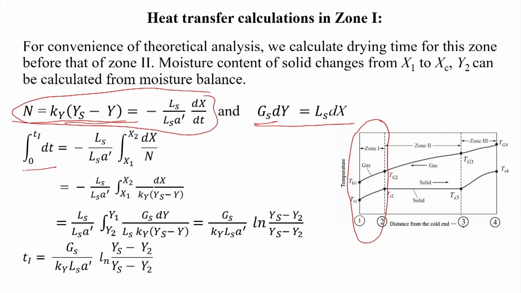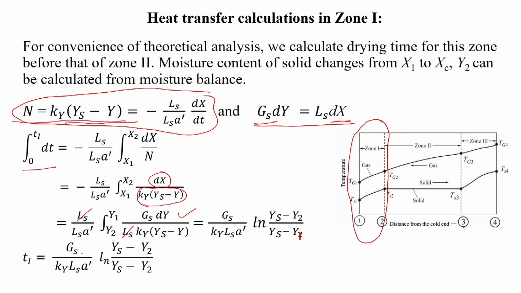So, we put N equal to Ky into Ys minus Y, and then we can keep this in the form of dX, or actually in the form of dY also, Gs by Ls into dY. Just putting Gs into dY by Ls into Ky, then this Ls will go. That is why we kept this Ls from the beginning. So, ultimately after this integration we will get Gs by Ky into A prime into ln of Ys minus Y2 by Ys minus Y1.